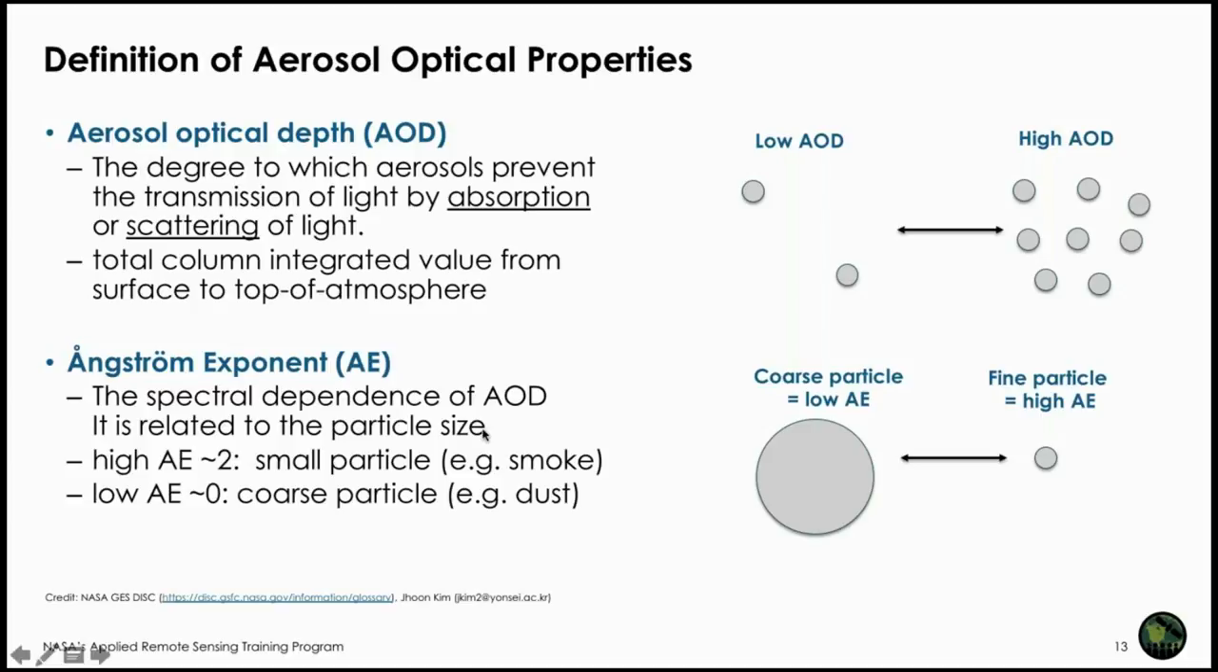The second one is the Ångström exponent. The Ångström exponent is the spectral dependence of AOD, and it is related to the particle size. A high Ångström exponent, about 2, means very small particles like smoke aerosols, and a low Ångström exponent close to 0 means coarse particles like dust.